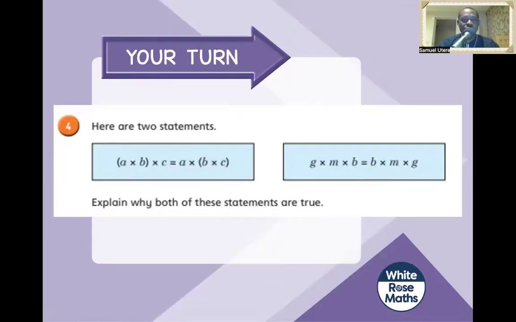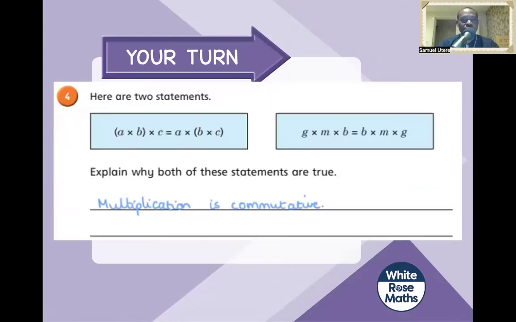Pause the video and answer question 4 in 2 minutes or a minute. You should be able to do it in a minute. Assuming you've paused the video and you've answered the questions, here are the answers. So here you're asked, explain why both of these statements are true, because multiplication is commutative, right?